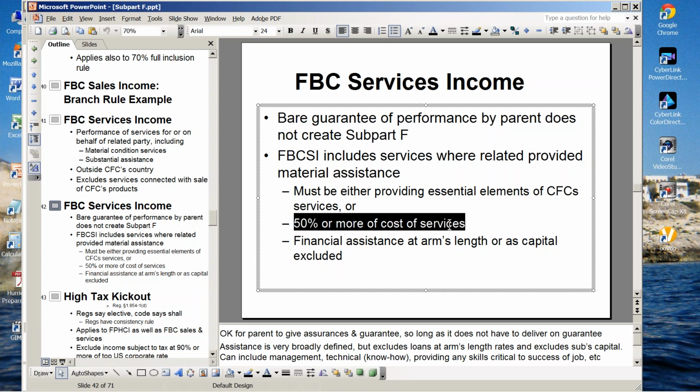So as you can see, foreign-based company services income is conceptually not that difficult. Everything's in the details, though. So we really have to understand the operations to understand whether we have foreign-based company services income. And we need to understand the operations to know whether we have foreign-based company sales income.